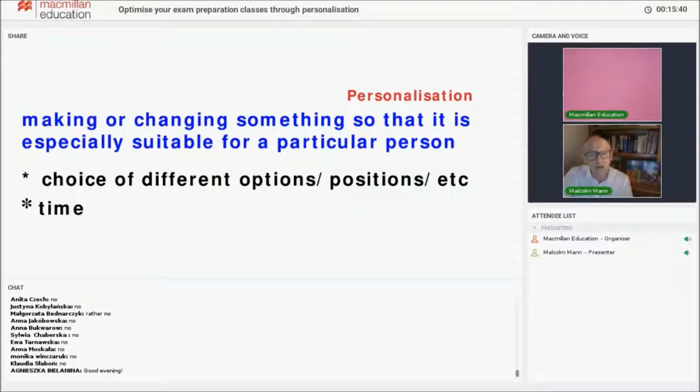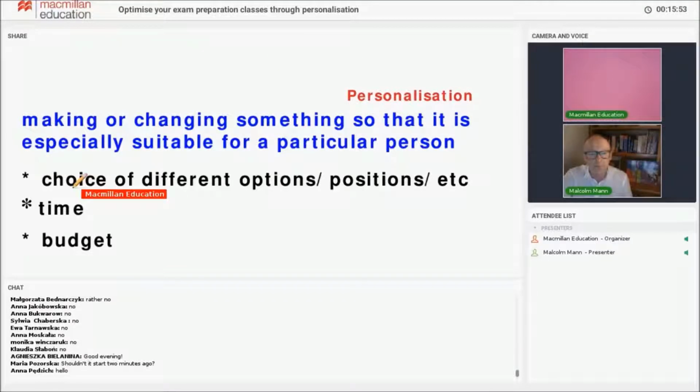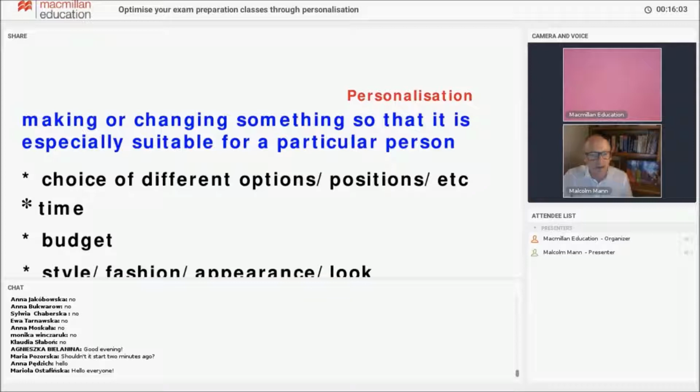Just thinking about English language teaching or exams for a moment, if a student has dyslexia, they often get more time in a reading exam. In some senses, the exam has been personalized for their particular needs in terms of time. It might be in terms of budget. Rich people, when they buy a car, might personalize their number plate. So they don't just have numbers and letters, the letters spell out a word.